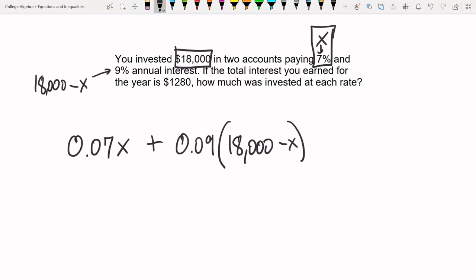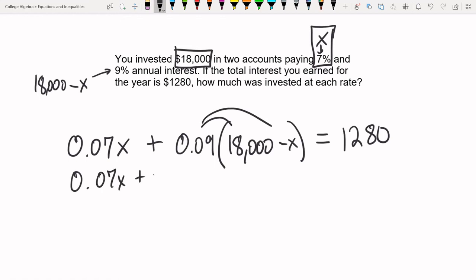This is going to be our total interest that we've earned after a single year. And it says if the total interest you want to earn is $12.80, how much do you have to invest at each rate? Well, all we have to do is set this equal to $12.80, and we can find how much we invest into each account. This is a linear equation with one variable. That means we can actually get a solution here, as long as it doesn't give us no solution, but that shouldn't happen. Okay, let's distribute this 0.09.